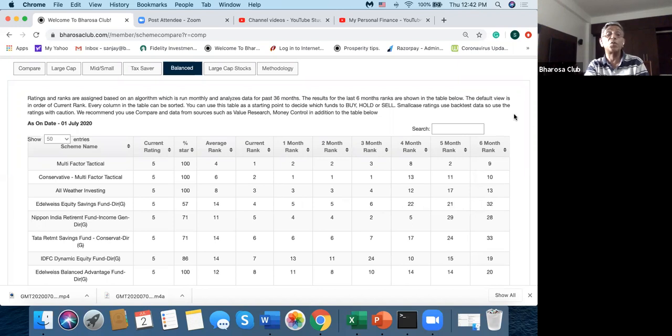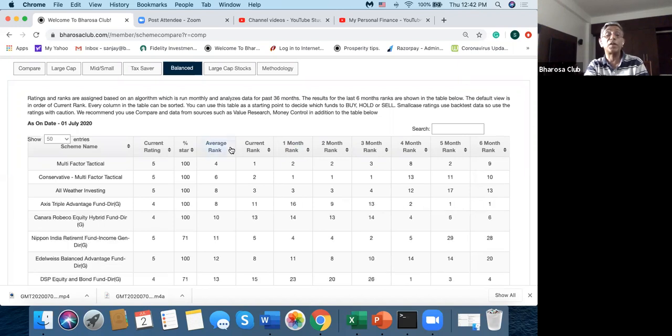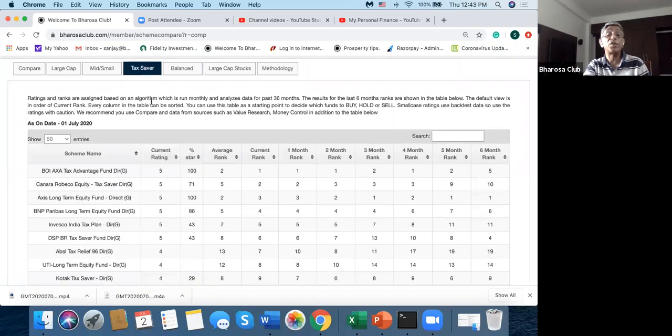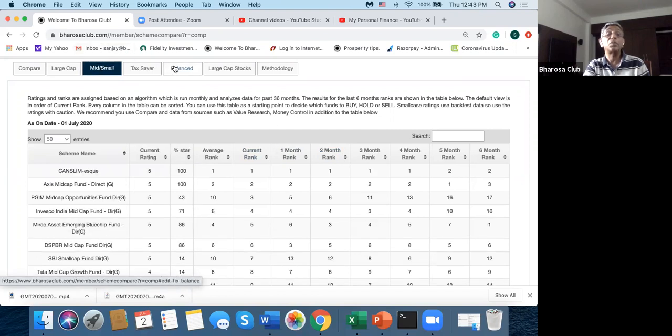So that way you could again go into average rank and select, and see that actually Axis Triple Advantage Fund has an average rank of 8. So it's not a bad fund, according to this. But again, you'll do deeper analysis. Then similarly, the same kind of thing is there for tax saver. So you get the idea. And then it's there for mid and small cap, both small cases and mutual funds.